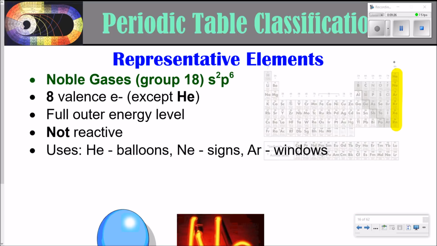Noble gases are this last group over here in the corner. They have 8 valence electrons, with the exception of helium, which, remember, will only have 2. They have a full outer energy level, and they are not reactive. They are happy; they follow the octet rule.